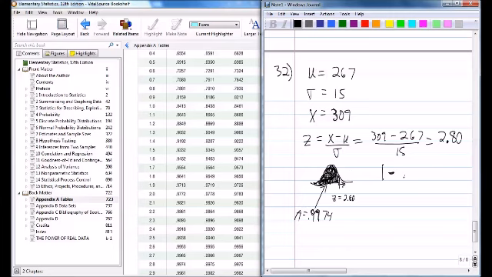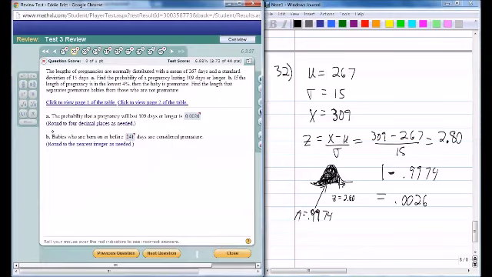So I'll say 1 minus 0.9974, and that will give me 0.0026. So what does that actually mean? That means the probability that a pregnancy will last more than 309 days is 0.0026. Or that's the same thing as 26 out of 10,000. Or you can think of it like 0.26%. Okay.